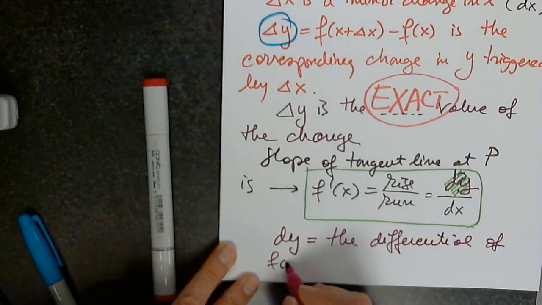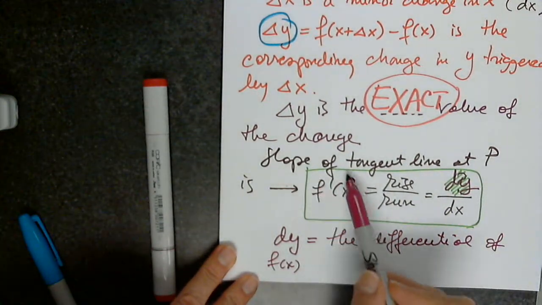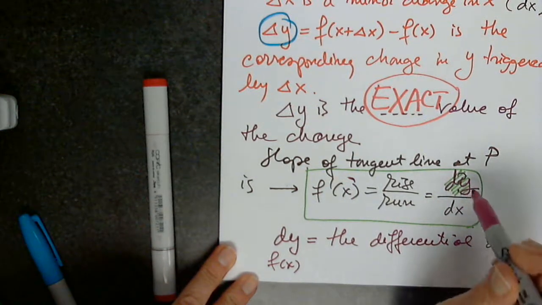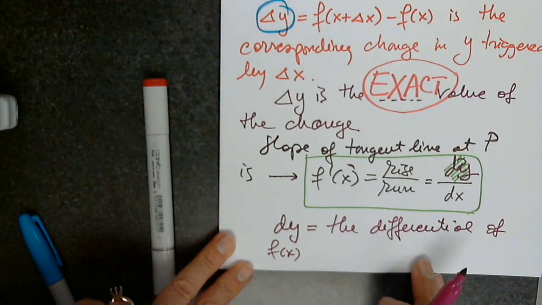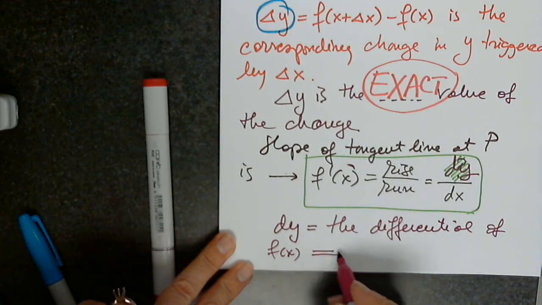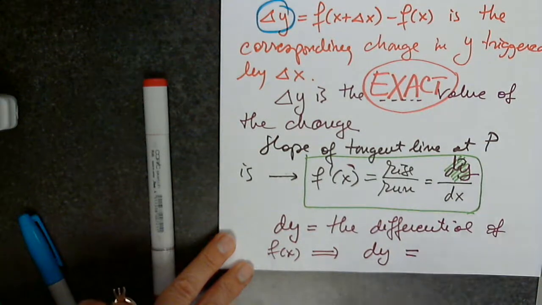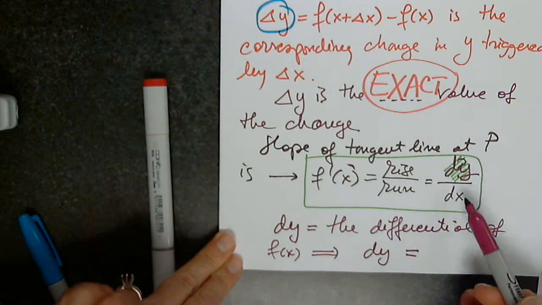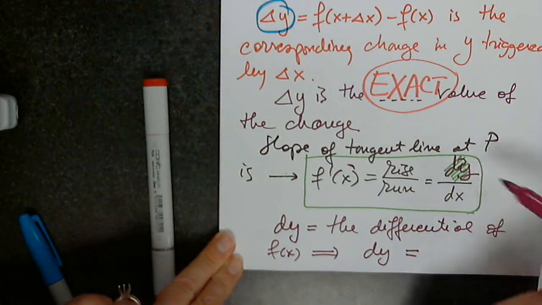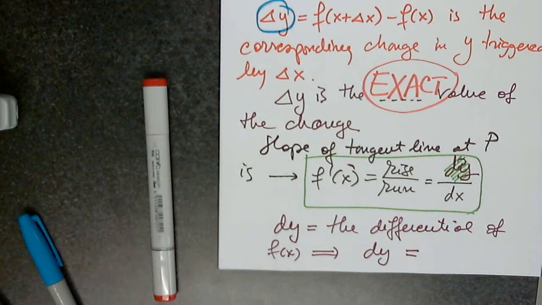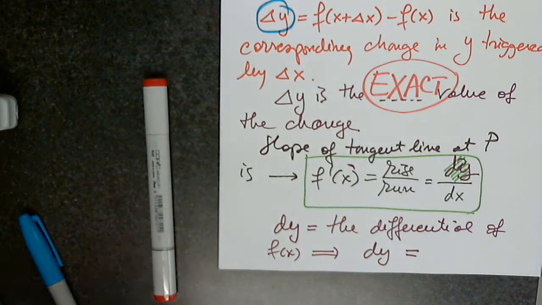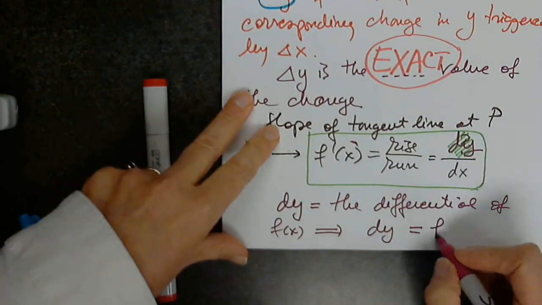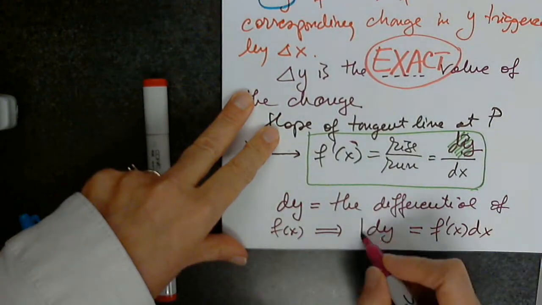of f of x. From this proportion, f prime being dy over dx, can anyone solve for dy for us? So the differential of f of x. So dy equals... The equation is f prime equals dy over dx, and I only want you to solve for dy. What will you say? dy is the same as what? Excellent. Multiply both sides by dx.